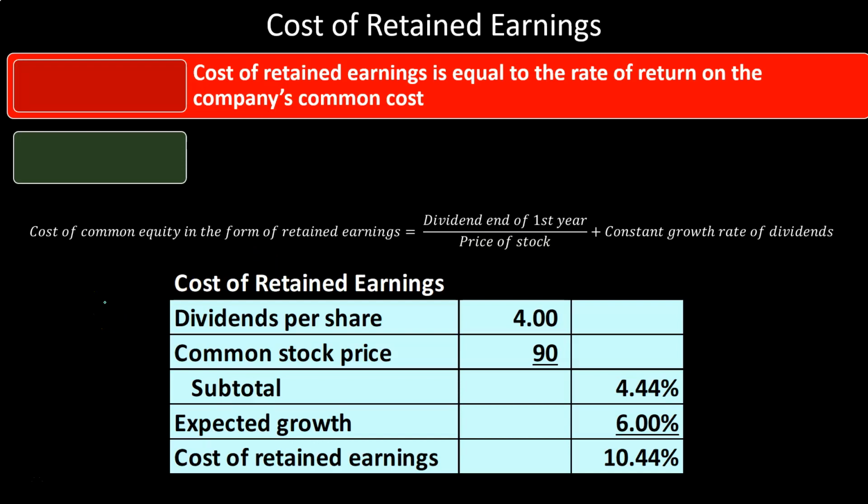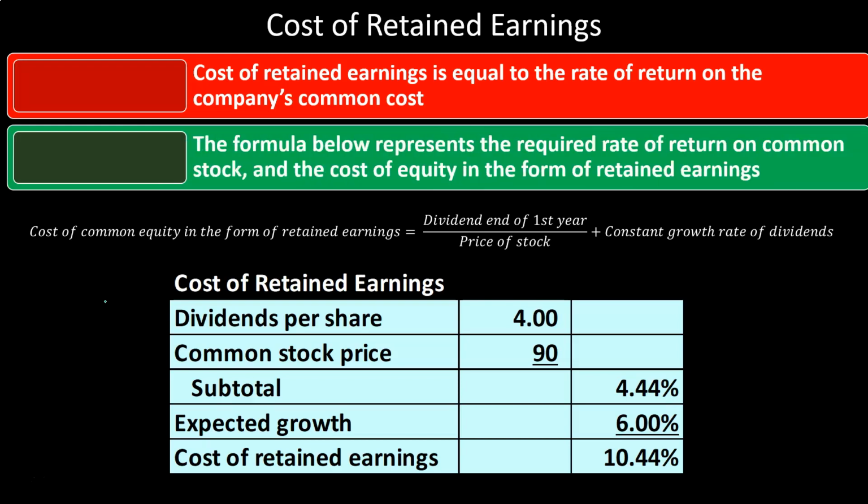So if we want to calculate the cost of the retained earnings, we're going to be looking at this on a percentage type of basis. Cost of retained earnings is equal to the rate of return on the company's common stock. The formula below represents the required rate of return on common stock and the cost of equity in the form of retained earnings. We're going to calculate this and call this the cost of retained earnings. We'll change it slightly in a future slide to take into consideration flotation costs to distribute the stock out.